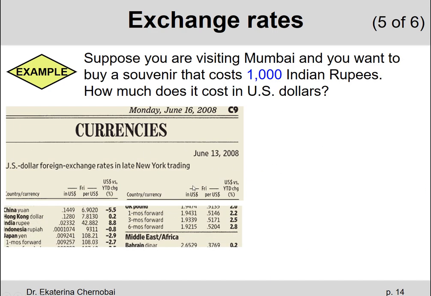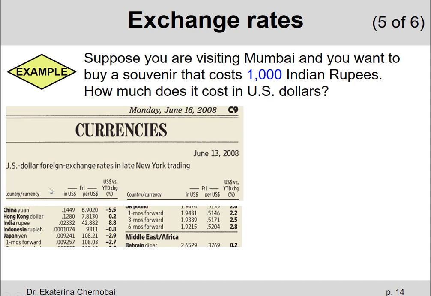Example number 2. Let's say you're visiting Mumbai in India and you want to buy a souvenir that costs 1,000 Indian rupees. How much does it cost in US dollars? So let's say you're trying to do the math in your head. Okay, is it expensive or not? You're probably going to try to convert it into dollars, right? So how much is it in terms of US dollars?